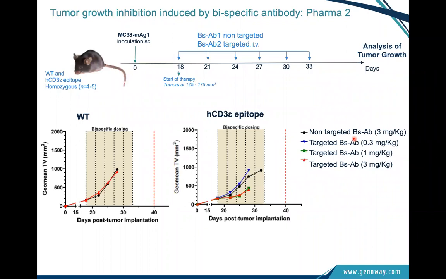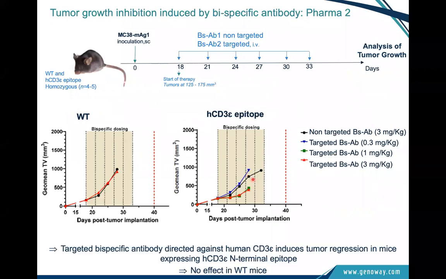And just as an example here, they have been validated by one of our pharma partners, where they tested different bispecifics which target the human CD3 complex. And as you can see, those bispecifics do display a dose response in tumor growth inhibition here in the model of MC38 tumor growth in the mice, whereas the bispecific has no effect at all in wild-type mice, as you can see here.